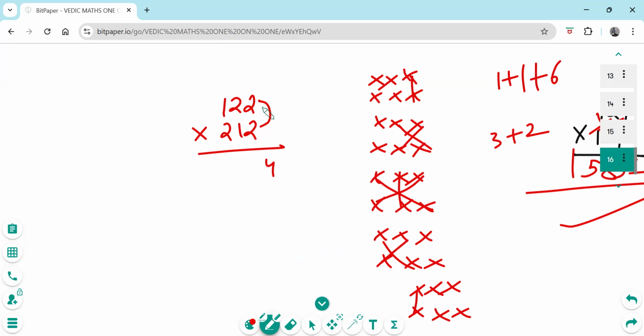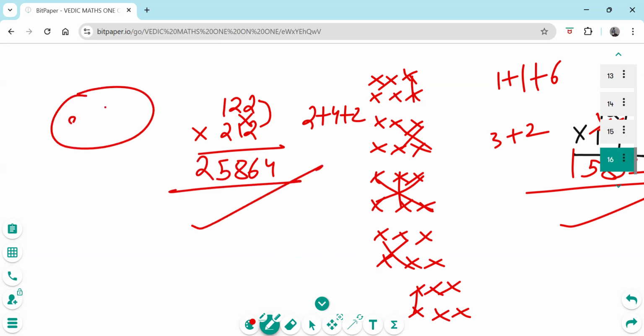Okay. Now let's do 2 times 2 is 4, 2 times 2 is 4, 4 plus 2 is 6, 2 times 1 is 2, 2 times 2 is 4, 4 plus 2 is 6, then this is 8. Then 1 and 4 is 5, and 2 times 1 is 2. And that is my answer. I hope you are getting whatever I'm teaching you right now. So this is my 3 digits multiplied with 3 digits.